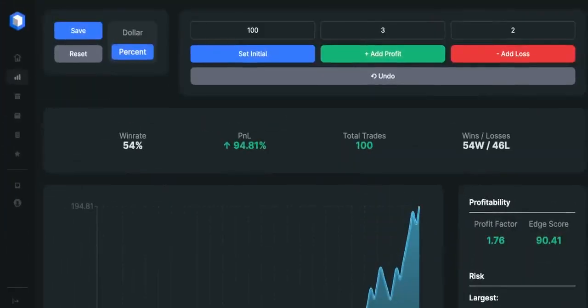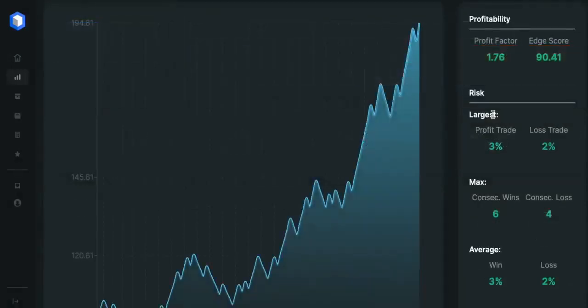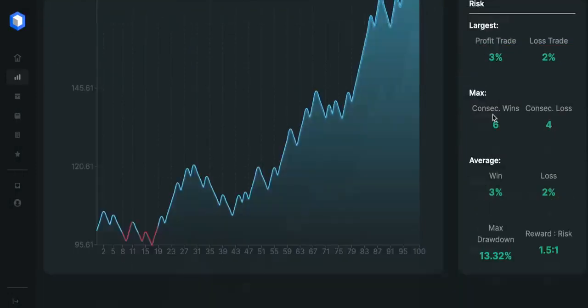Okay, the backtesting is finished and here are the results. The win ratio for the strategy is only 54%. This is definitely really low for such a risk-reward ratio, but despite the low win rate, the strategy is still making quite a bit of money. The profit factor is 1.76, and we had 6 consecutive wins against 4 consecutive losses, and the maximum drawdown was 13.32%. So overall, I give the strategy a score of 6 out of 10. I wouldn't say the strategy is bad, but it could be much better if we made some minor adjustments.